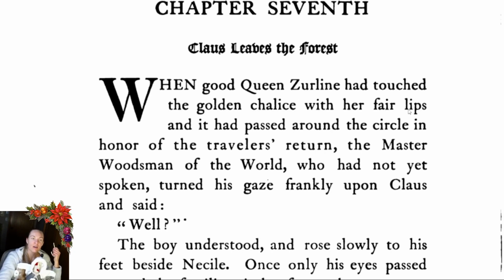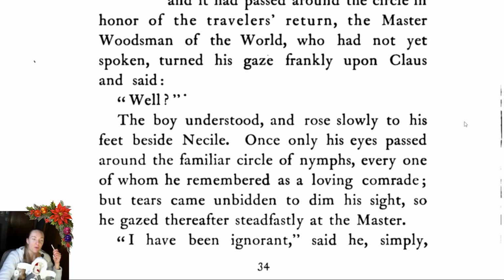Chapter 7. Claus leaves the forest. When good Queen Zerline had touched the golden chalice with her fair lips, and it had passed around the circle in honor of the traveler's return, the master woodsman of the world, who had not yet spoken, turned his gaze frankly upon Claus and said, "Well?" The boy understood and rose slowly to his feet beside Nesil. Once only his eyes passed around the familiar circle of nymphs, every one of whom he remembered as a loving comrade. But tears came unbidden to dim his sight, so he gazed thereafter steadfastly at the master.